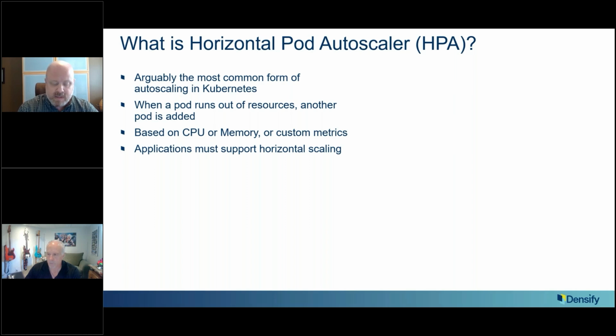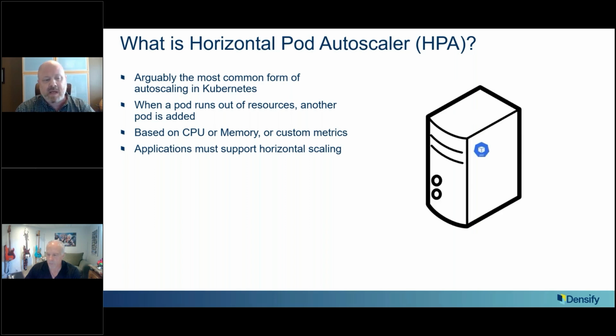Now, what does this look like in practice when horizontal pod autoscaler is in use? Well, picture this simple Kubernetes cluster where we have a single node and our workload is running a single pod. When that single pod starts to reach its capacity and doesn't have resources available, again, might be CPU, might be memory, horizontal pod autoscaler will just add an additional pod. We've now doubled our available capacity, and it will continue to add pods as required in order to meet demand.